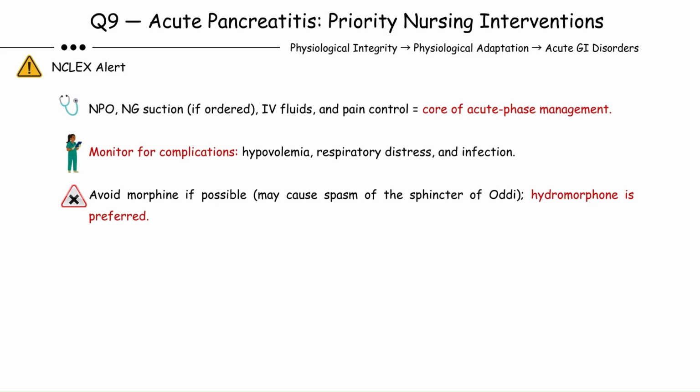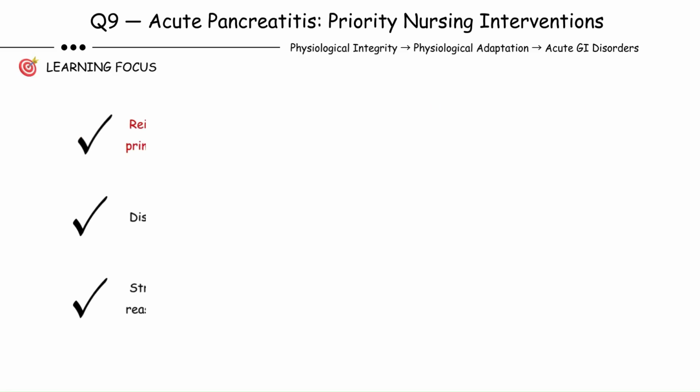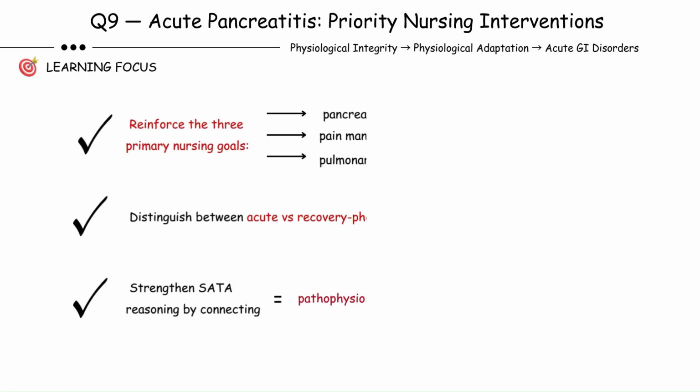Here's the key takeaway from this question. Your priorities in acute pancreatitis are to rest the pancreas, control the pain, and protect the lungs and circulation. If an intervention stimulates digestion, increases pain, or starves the circulation of fluids, it probably does not belong in the acute care plan. Let's move on to the next question and keep building that level of thinking.